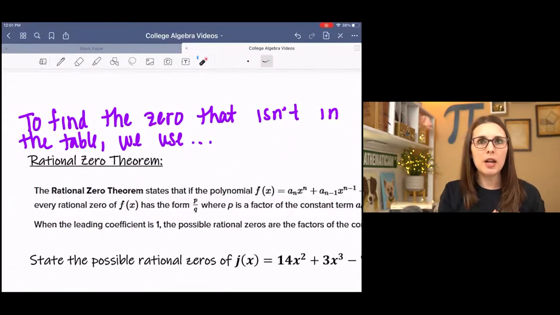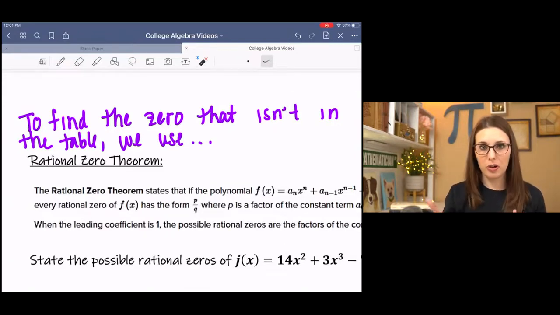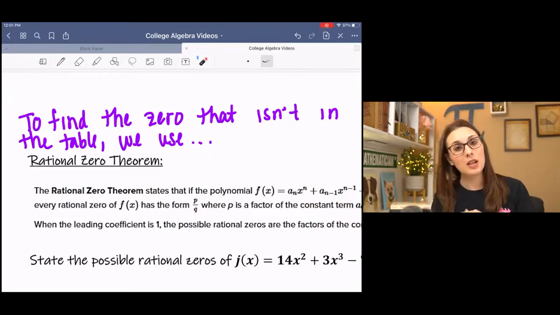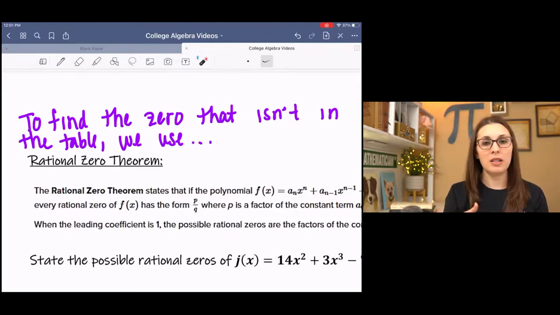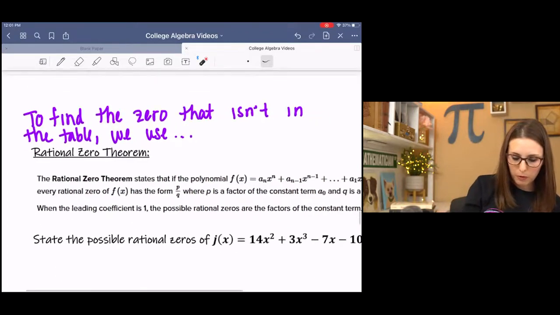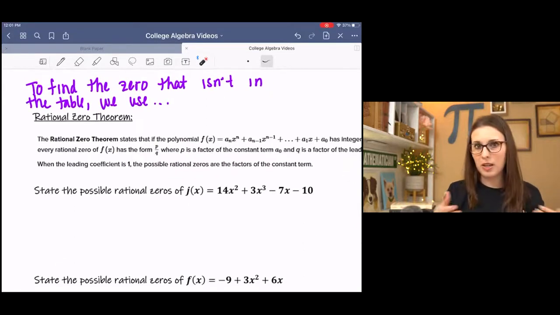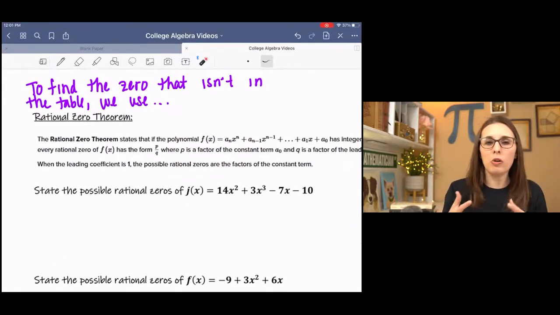This basically helps us figure out the possible rational zeros that could be that third x-intercept that we don't know. If we can list out the possibilities, then we can test those possibilities to see which one works. We're not going to learn how to test them in this lesson. We will learn to test them in the next lesson. But for this one, we're just practicing listing them out, because before you can figure out what the last one is, it will be nice to help narrow that down.